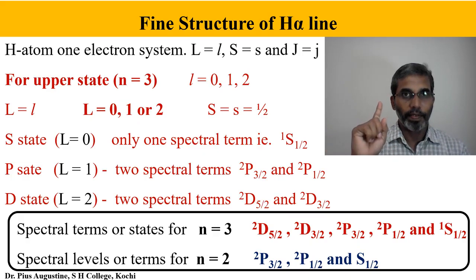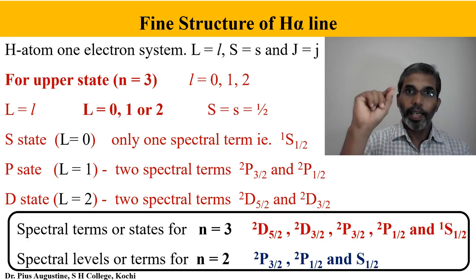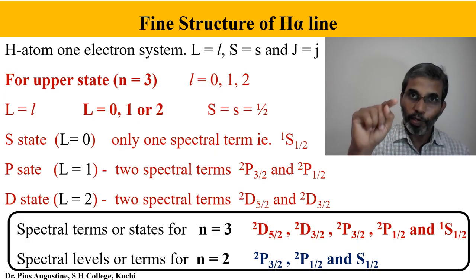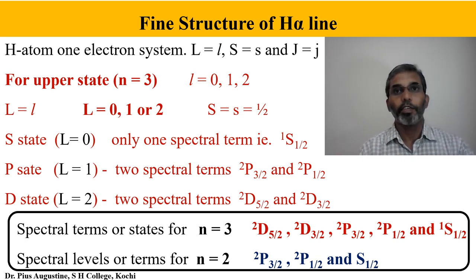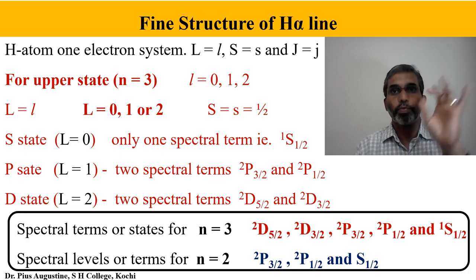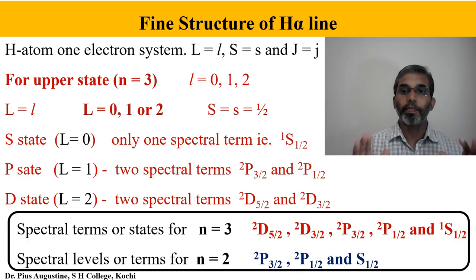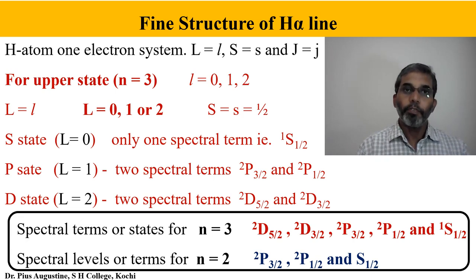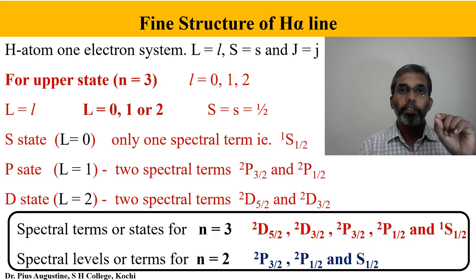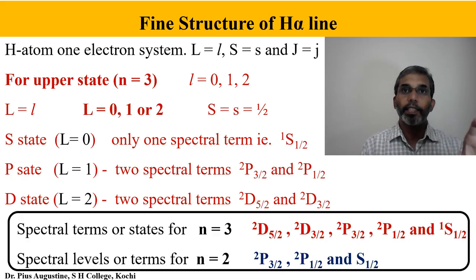We have seen earlier that it is 0, 1, 2, right? And here we say that since there is only one electron, the state of the atom, capital L, and the state of the electron, small l, are matching, same. Therefore, capital L is equal to small l, and small l has values 0, 1 and 2. Therefore, capital L has values 0, 1 and 2, because there is only one electron and spin is equal to half. Now for this n equal to 3, we have to identify what the possible energy states are.